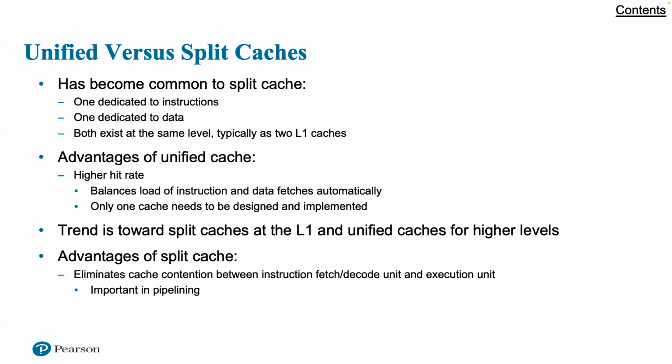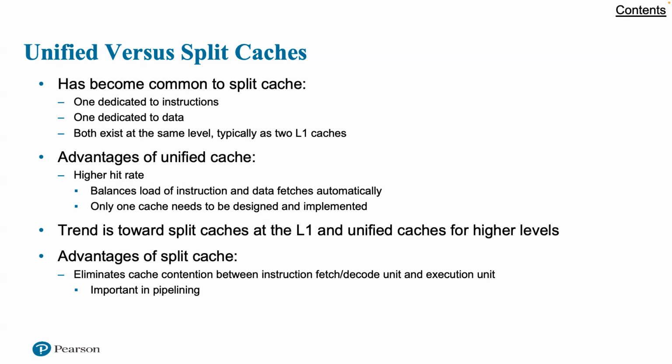There are two potential advantages of a unified cache. For a given cache size, a unified cache has a higher hit rate than a split cache because it balances the load between instruction and data fetches automatically. That is, if an execution pattern involves many more instruction fetches than data fetches, then the cache will tend to fill up with instructions, and if the execution pattern involves relatively more data fetches, the opposite will occur. Also, only one cache needs to be designed and implemented.